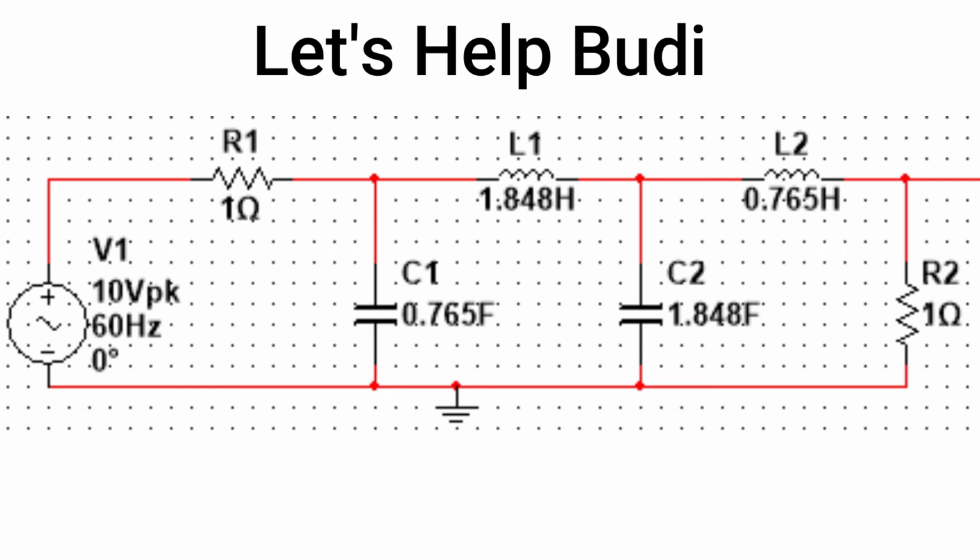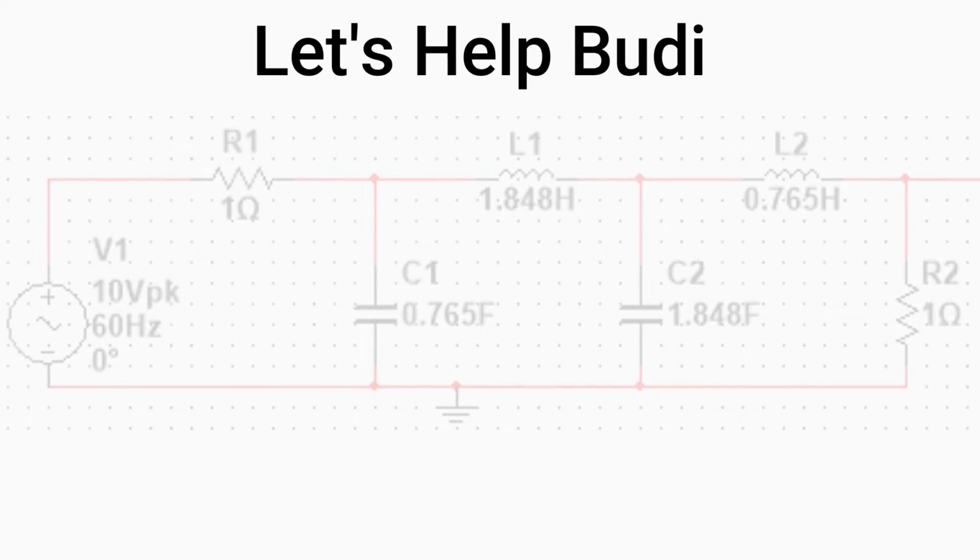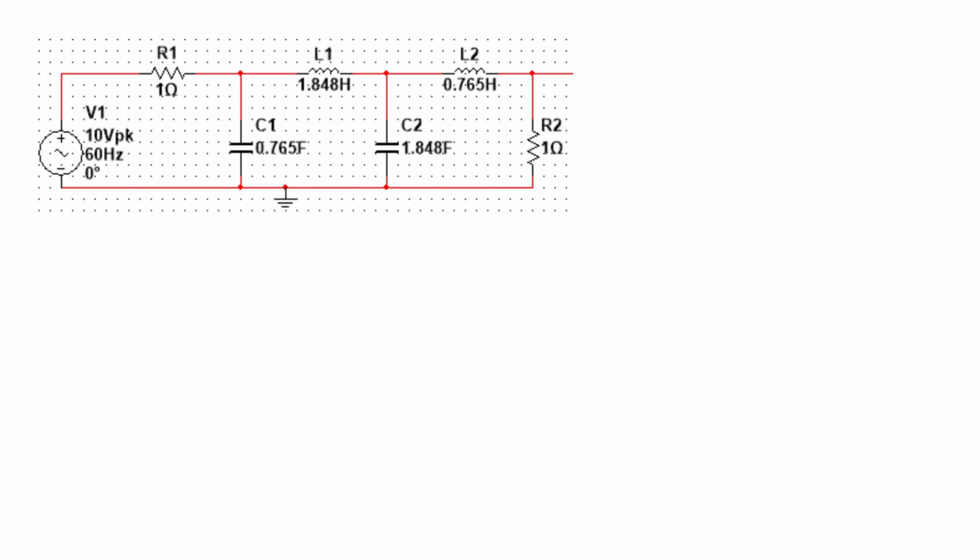Now, let's help Budi. As Budi has stated earlier, Budi only has a 10 kilo ohm resistor, while he needs a 1 ohm resistor in his schematic. He doesn't need to make a new schematic, he only needs to do a magnitude scaling.